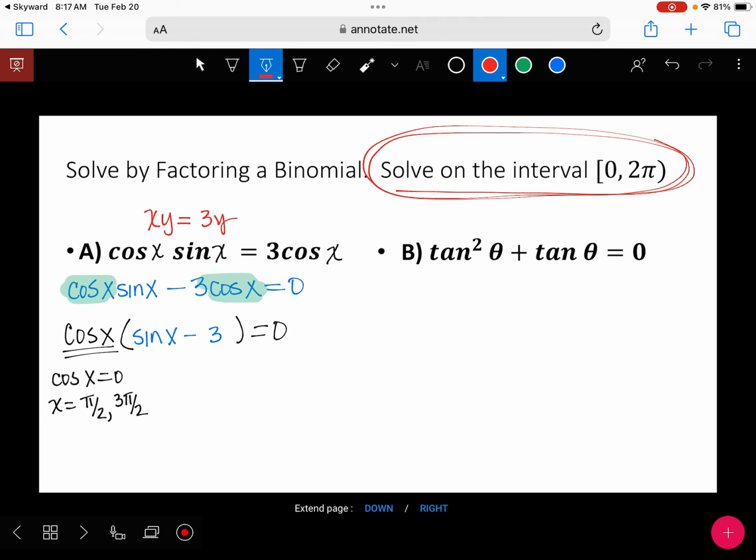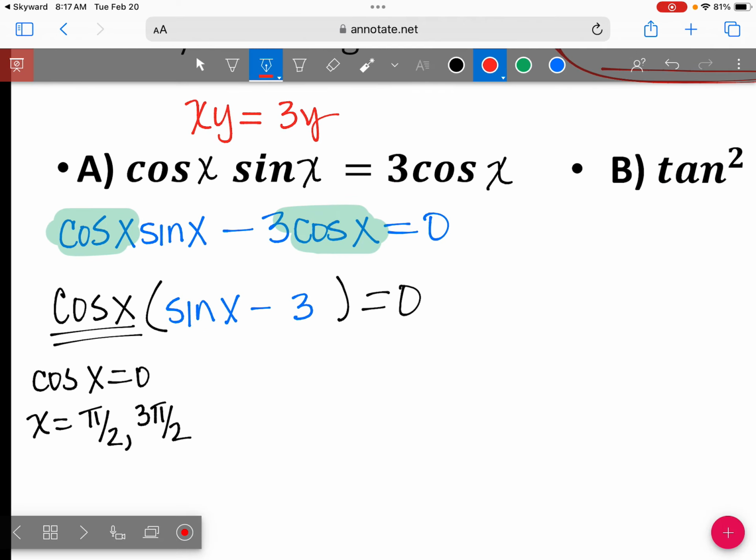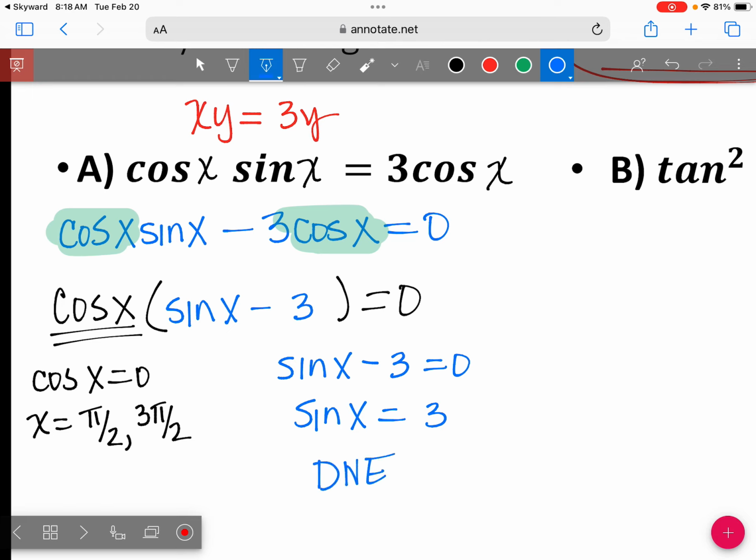All right, so now we're going to take our second factor, which is sine x minus 3 equals 0. So in order to solve that, how would I solve that for x? Add 3. Where on your unit circle is sine equal to 3? Is sine ever equal to 3? So this does not exist. And these would be the solutions that you would tell me.